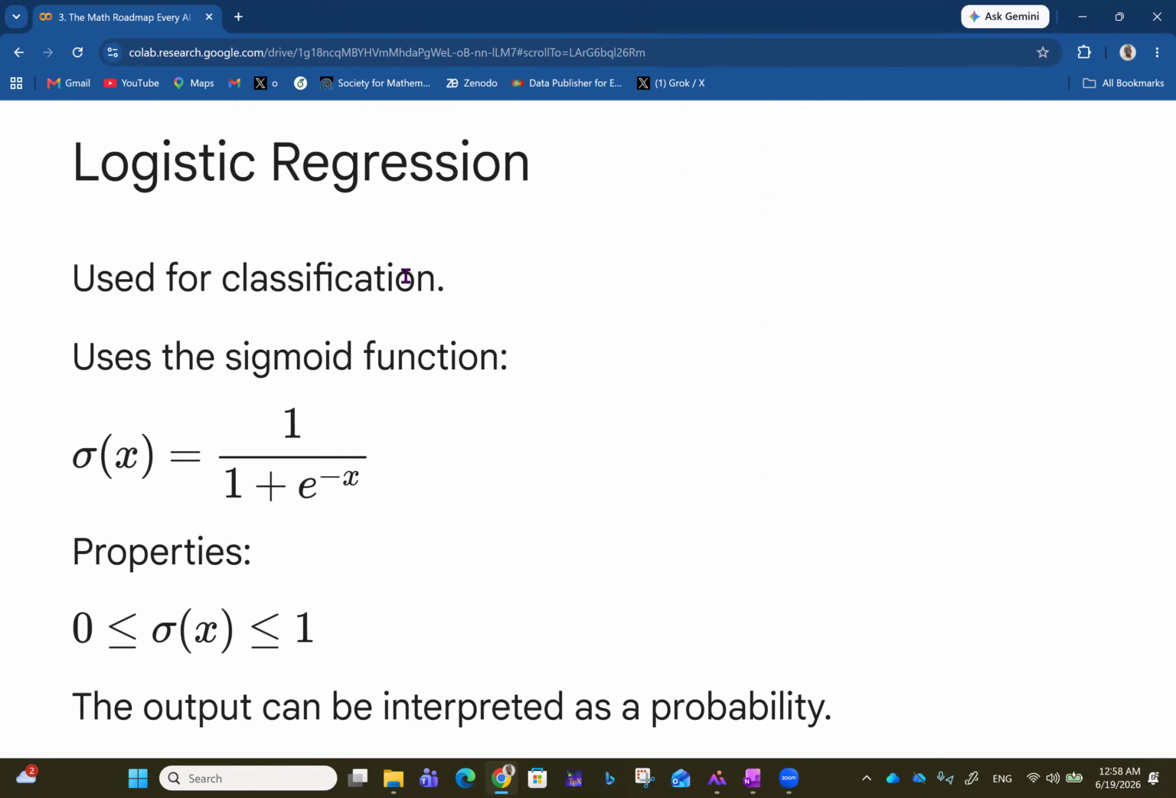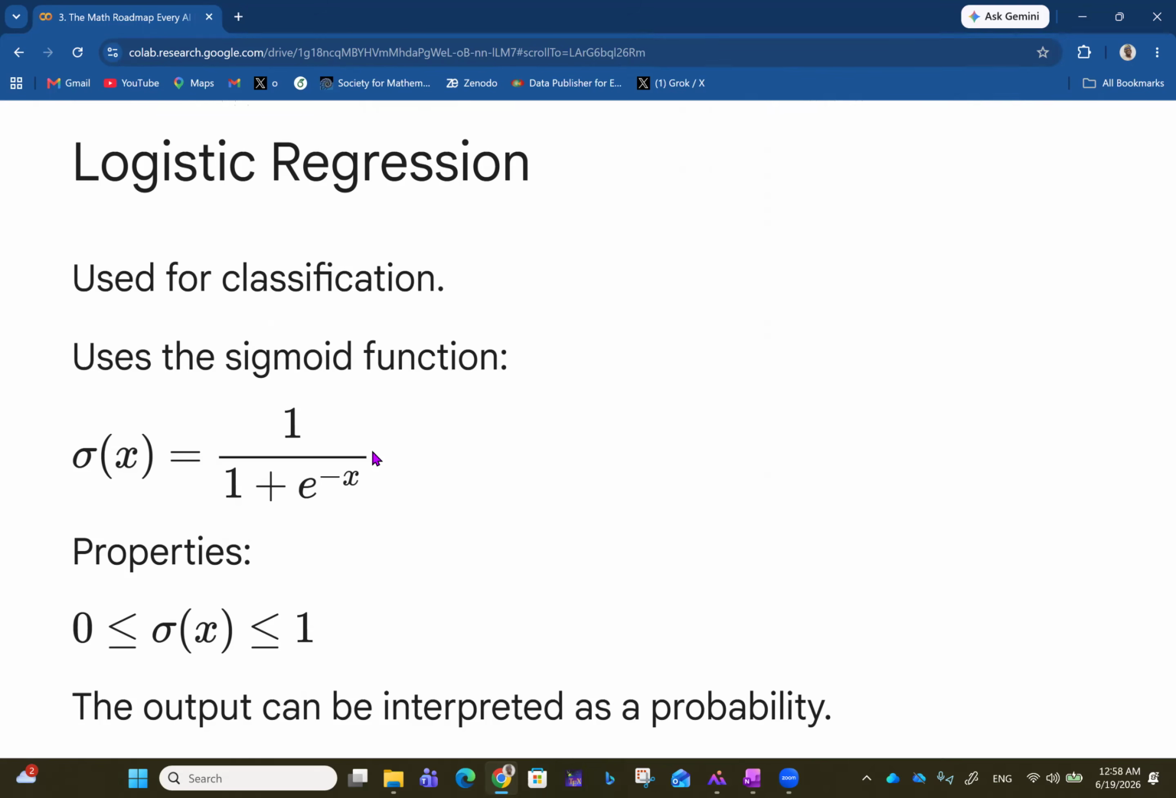So logistic regression uses the sigmoid function sigma(x), which is 1 over 1 plus e raised to the power minus x. The probability sigma(x) always ranges from 0 to 1. It doesn't go below 0 and it doesn't go above 1, whatever happens. So the output can be interpreted as a probability, in short, because probabilities are constrained from 0 to 1, right?